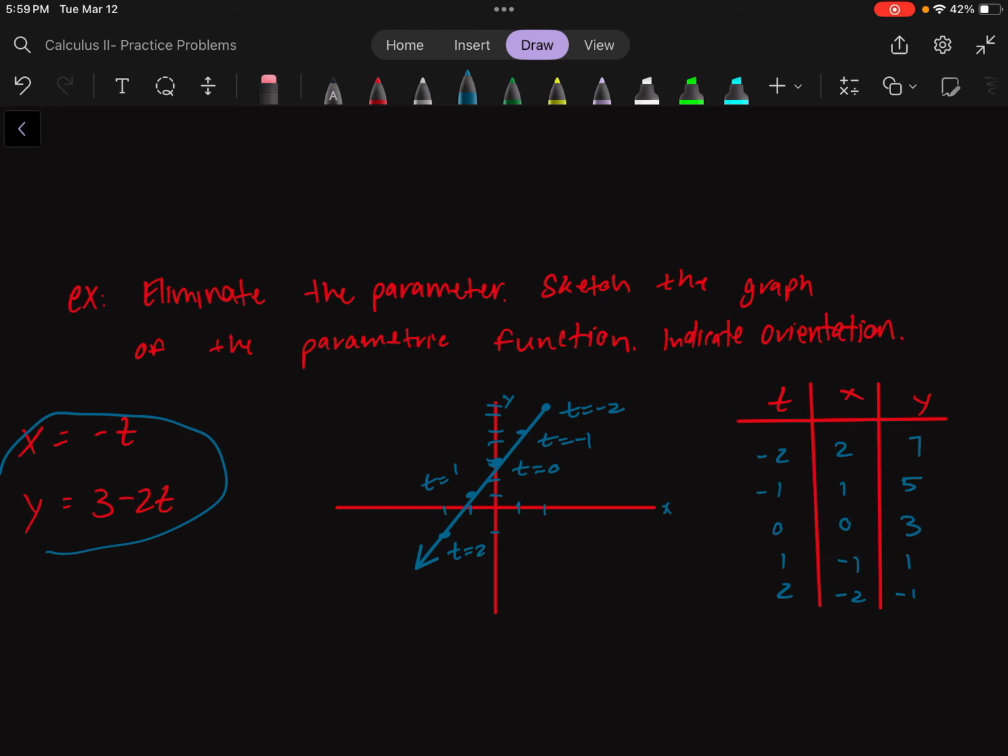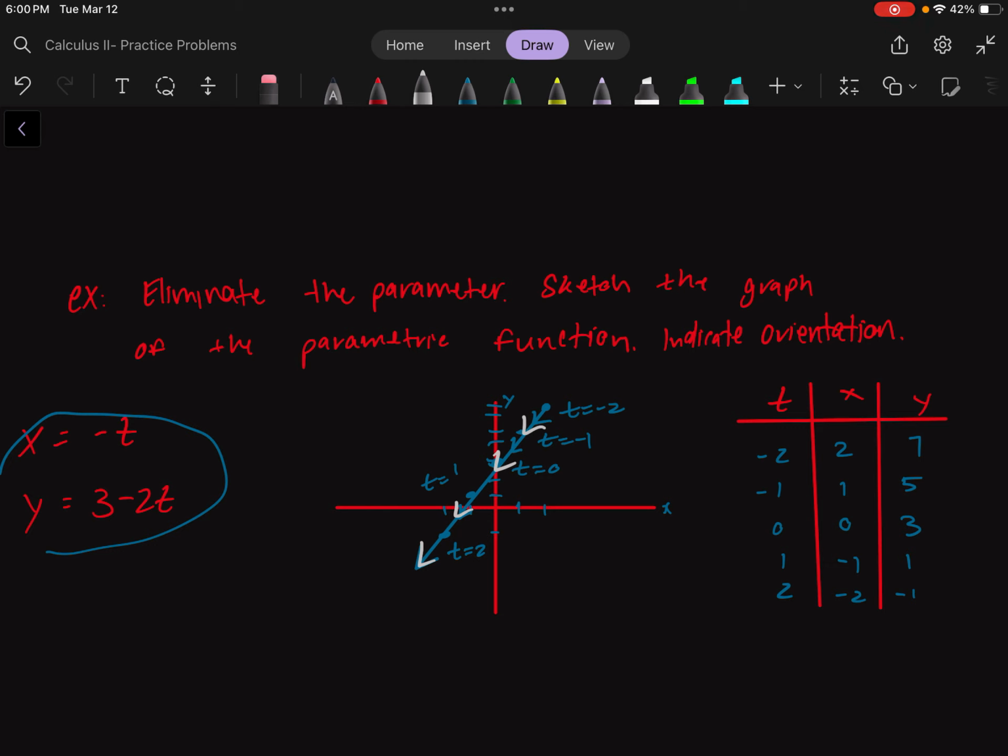What it means to sketch the orientation is: as t increases, what direction is it going? So you could draw some of these little arrows on the graph to show the orientation. I'll do those in a different color. We have the graph going in that direction.